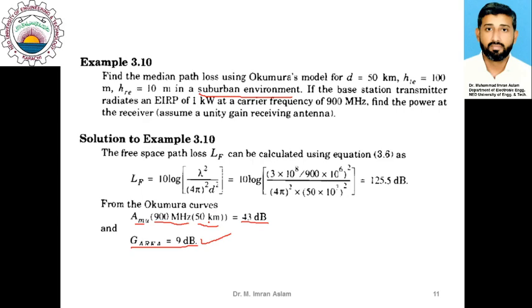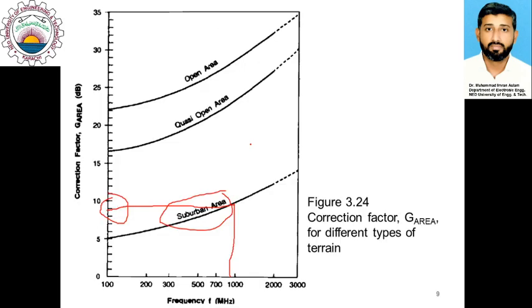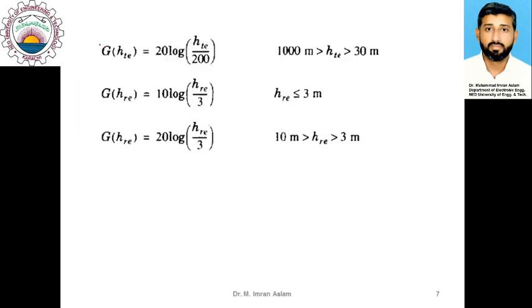So the next thing in the Okumura model is the effect of the antenna heights. We have a certain antenna height for the base station, which is given as 100 meters, and a certain antenna height for the receive antenna or mobile receiver, HRE, which is 10 meters. These effects should be calculated using the formula that we have discussed here.